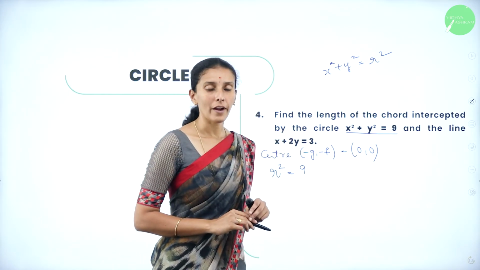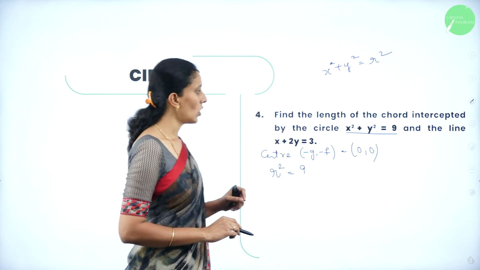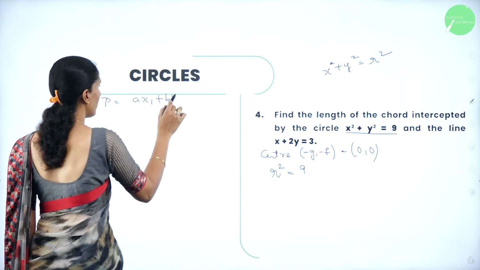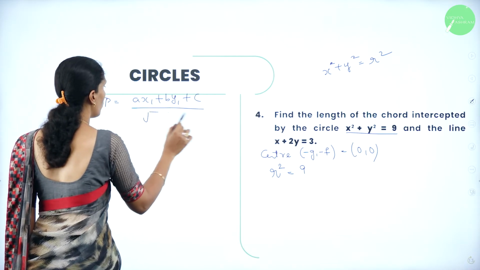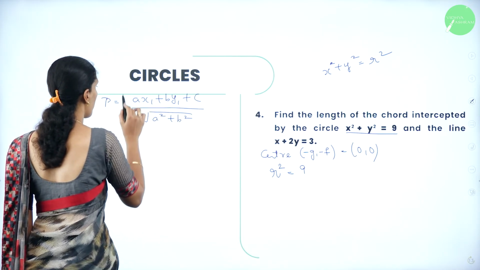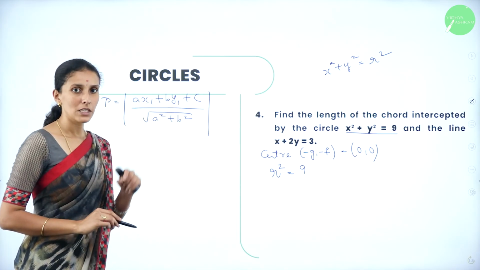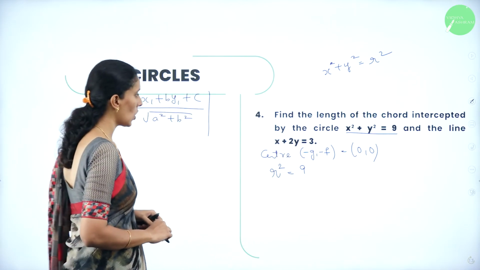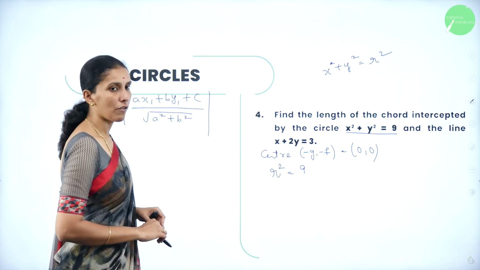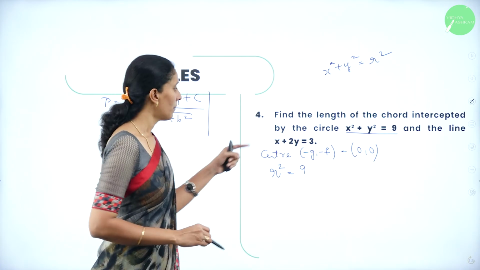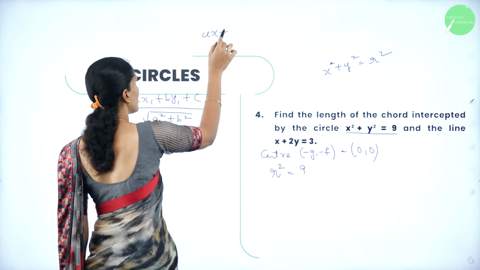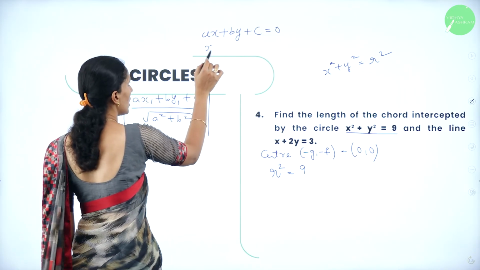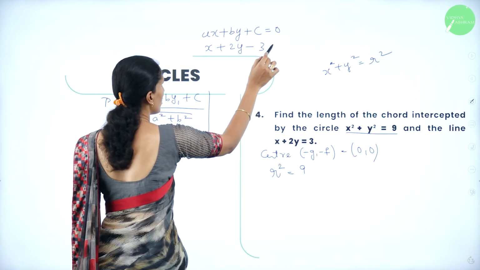The next thing is I need to find out only the perpendicular distance P. So let us find P now. So P is equal to, again, ax1 plus by1 plus c by square root of a square plus b square. Now x1, y1 becomes the center of the circle. A, B, C are the coefficients of x, y and constant. Now the equation is in the form of x plus 2y is equal to 3. But the general equation of this straight line must be in the form of ax plus by plus c is equal to 0. So just shift the equation. It is x plus 2y minus 3 is equal to 0.